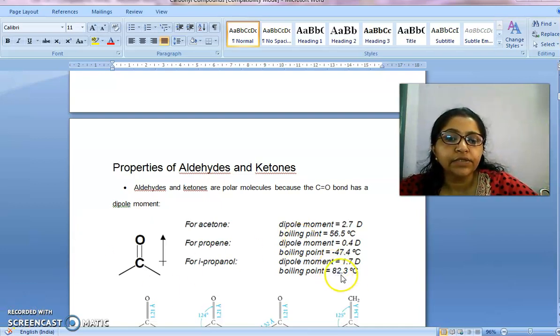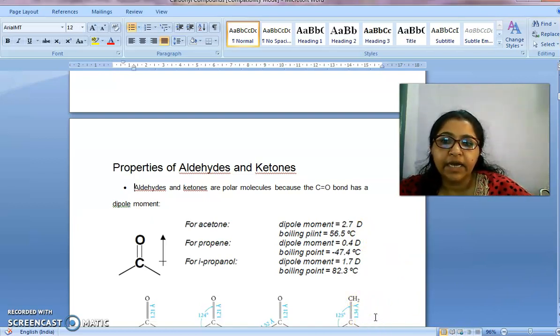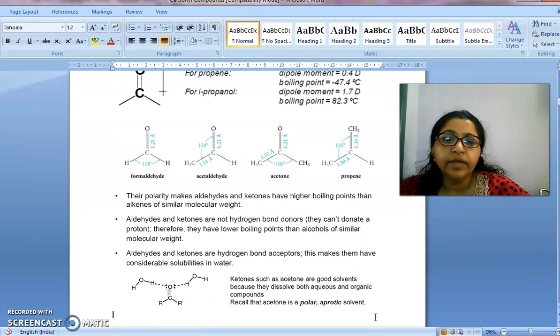Therefore the boiling point of isopropanol is very high. You can see here it is 82.3 degrees centigrade, whereas its dipole moment is only 1.7 debye. In the case of acetone, the dipole moment is 2.7 debye, because the carbon is bonded to an oxygen via a double bond, a sigma bond and a pi bond. The pi bond, as you know, is a weaker bond, and the oxygen, being more electronegative, pulls the electrons of this bond towards itself, making it negatively charged. So the dipole moment is quite high here, whereas the boiling point is lower.